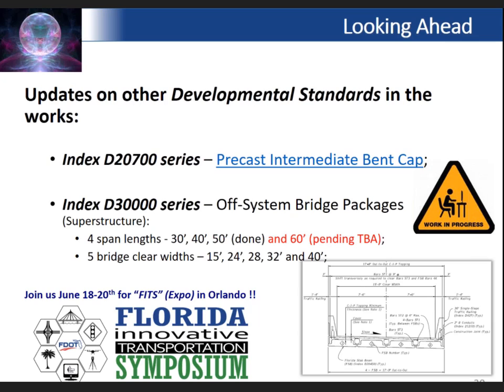Looking ahead in our crystal ball, we have one index that we've been working on for a while now, the precast intermediate bent caps, part of our accelerated bridge construction initiative. That will be released early next year. If you have an interest in that, contact me and we can provide you some more details. The 300 series off system superstructure packages that were released, we still have the 60 foot span length to add, which was in the original plans. So that hopefully will be out by mid-year. And then in June, there'll obviously be some updated information at the Florida Innovative Transportation Symposium, which is the new design expo. So look forward to seeing many of you there.